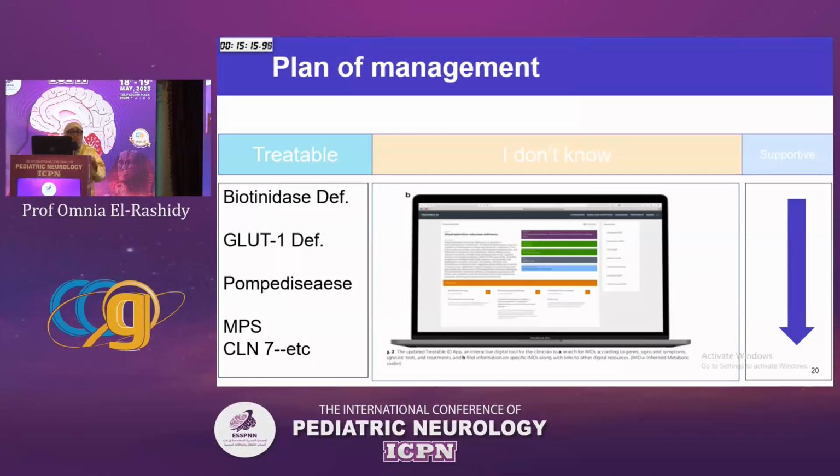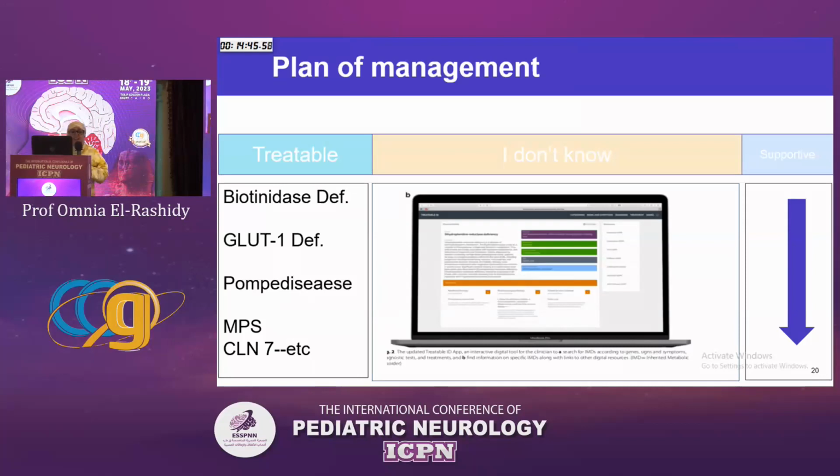like biotinidase deficiency, GLUT1 deficiency, Pompe, MPS, it's very easy. For GLUT1, it's just the modified Atkins diet. Dina is taking photos. Dina, please stop valproate for your patient. It increases the disease, and give your patient Sidamax to improve his abnormal movement.